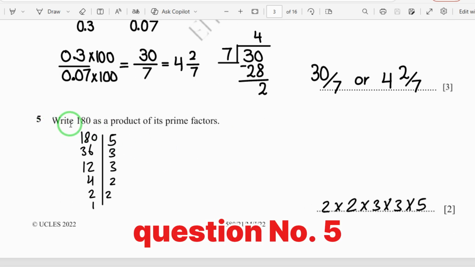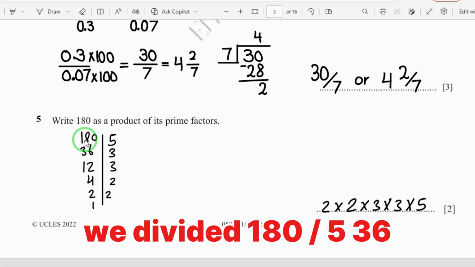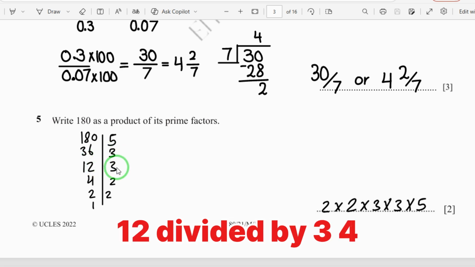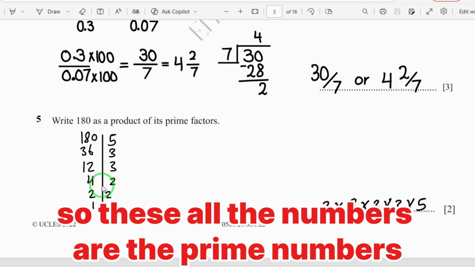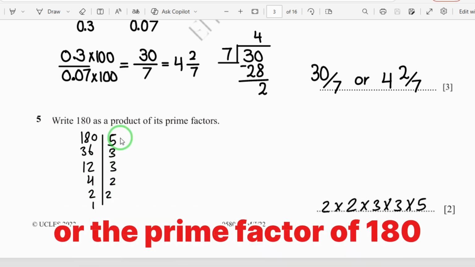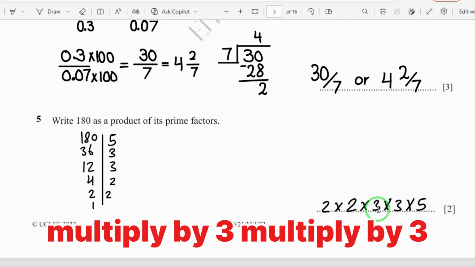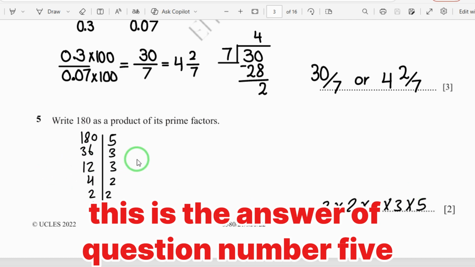Question number 5. Write 180 as a product of its prime factors. We divide 180 by 5, 36. 36 divided by 3, 12. 12 divided by 3, 4. 4 divided by 2, 2. 2 divided by 2, 1. So all these numbers are the prime factors of 180. Actually 2 multiplied by 2, multiplied by 3, multiplied by 3, and multiplied by 5. This is the answer of question number 5.